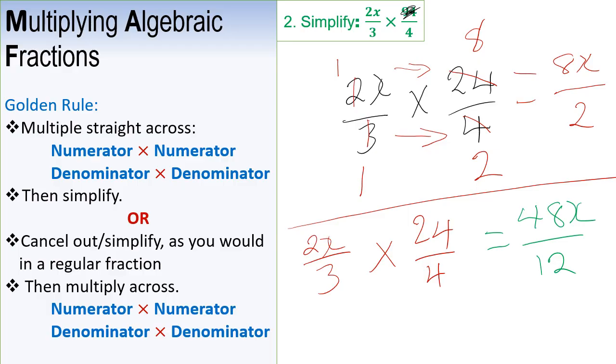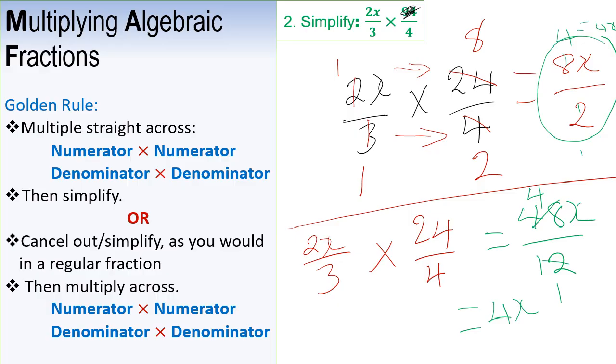So here we have 48x over 12. We can simplify, and if you take a note for here, it can also simplify more. 2 into itself goes 1 time, and 2 into 8 goes 4 times. So we simplify here and we'll get 12 into itself goes 1 time, and 12 into 48 goes 4 times. So both answers should give you 4x. 4x also.